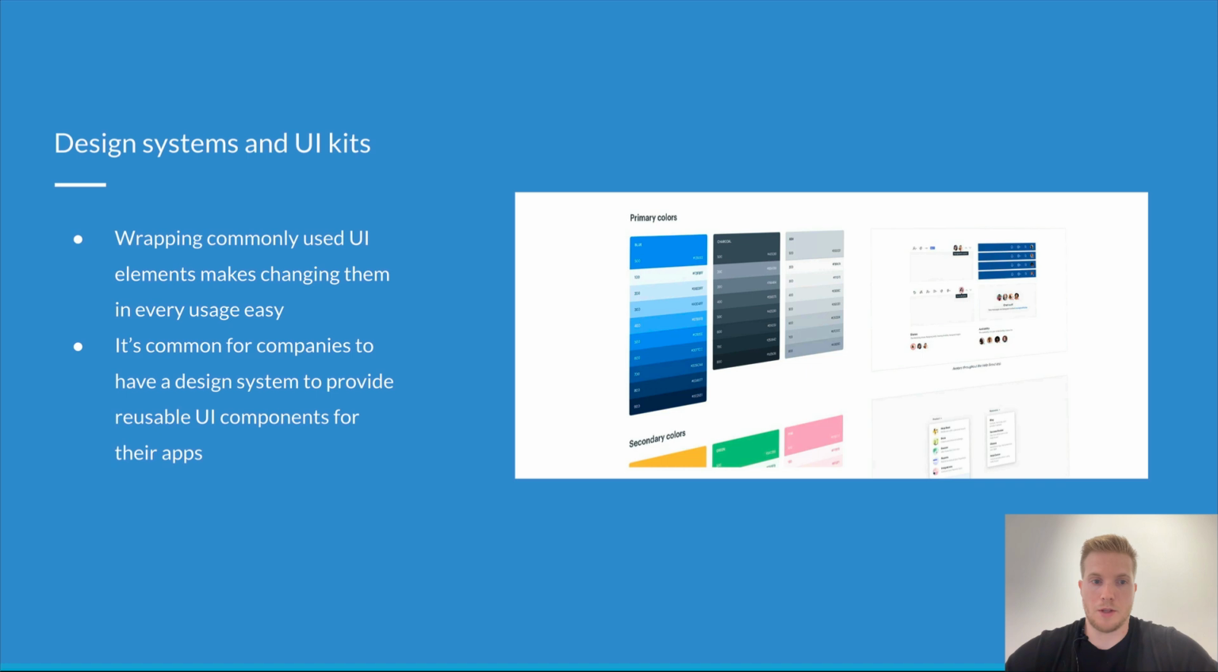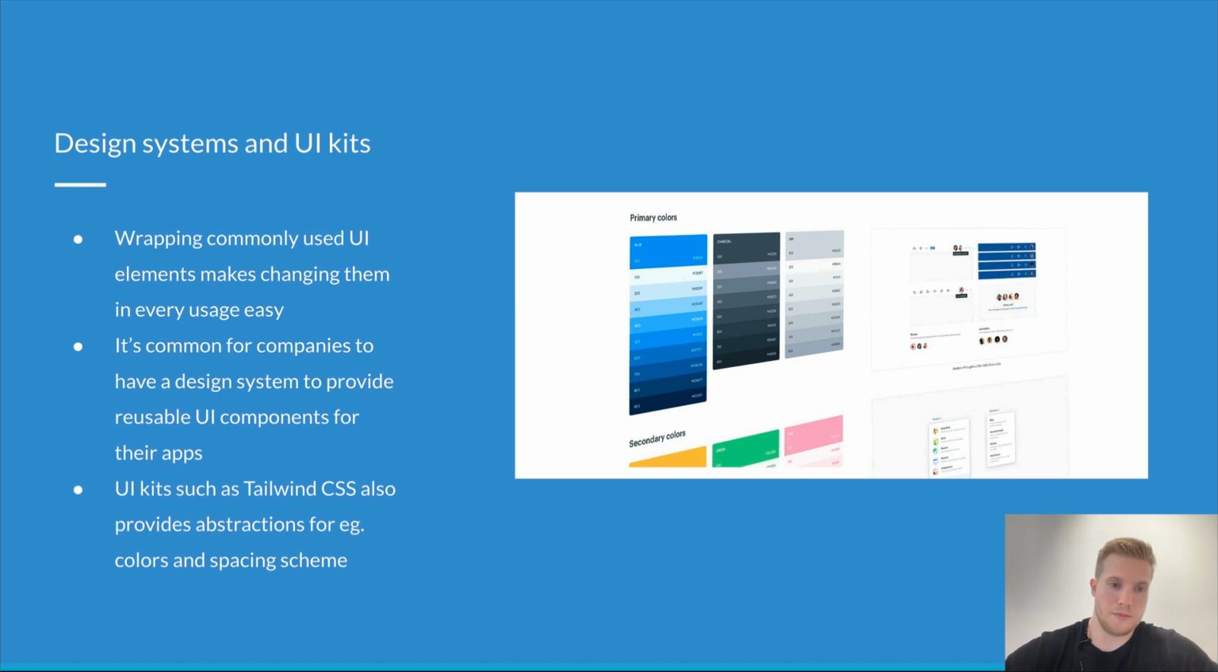It's common for companies to have design systems that provide these reusable UI components. It's also common to use something like Tailwind CSS to provide these classes, where you have a schema for the colors and for the spacing. All this in place is going to make it a lot easier to manage change of the application.